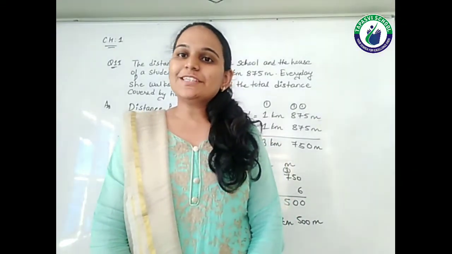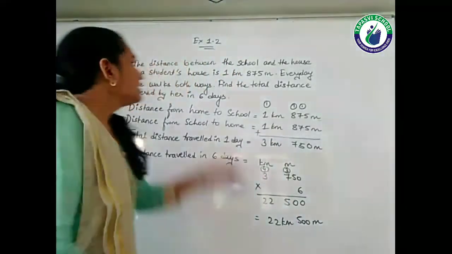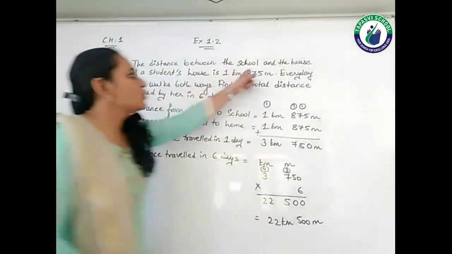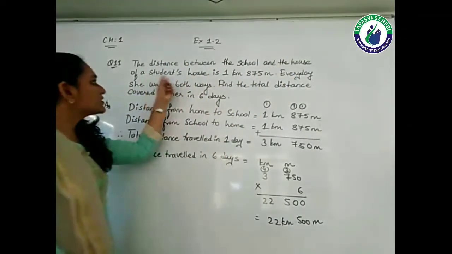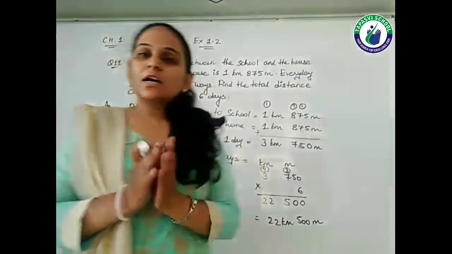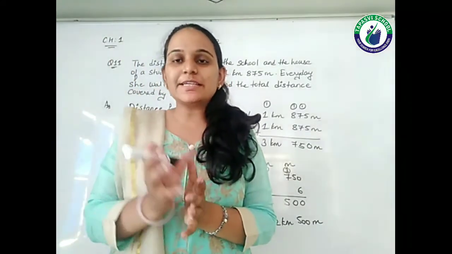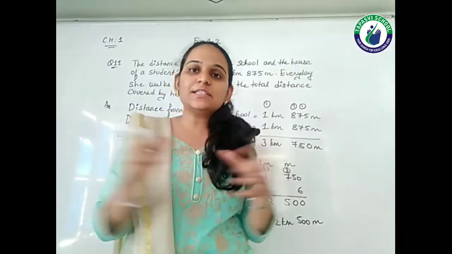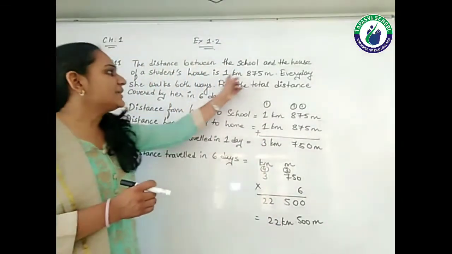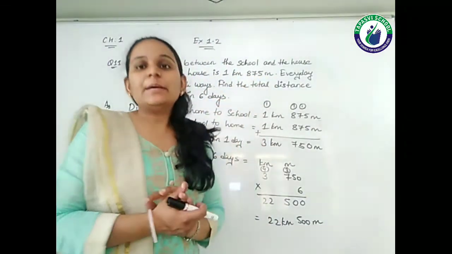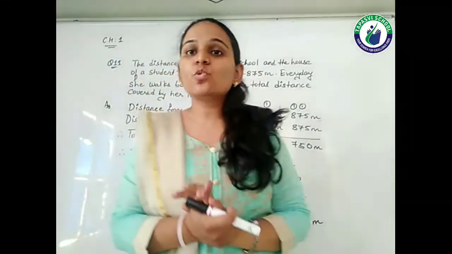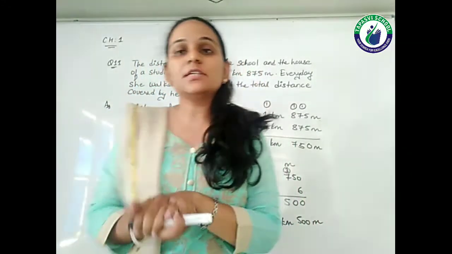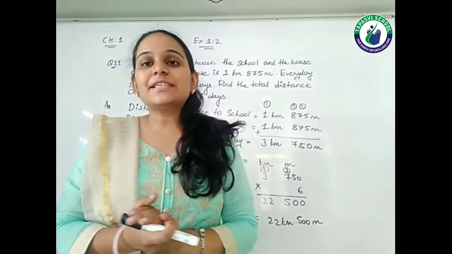Okay students, now let's see the question number 11, right? The distance between the school and the house of a student's house. That means here they are talking about the distance between the school and the student's house, right? Let's see the distance between them. That is 1 kilometer 875 meter. The distance between the school and the student's house is 1 kilometer 875 meter.